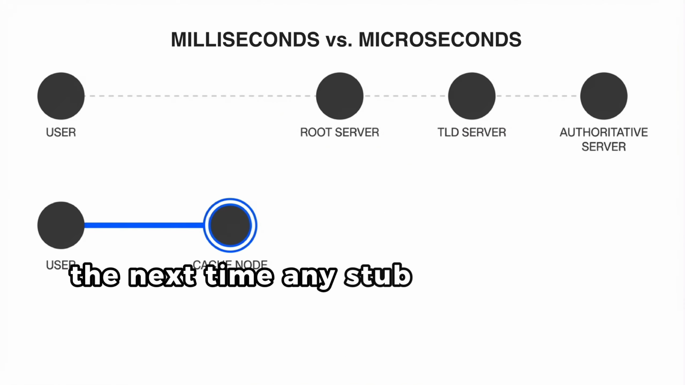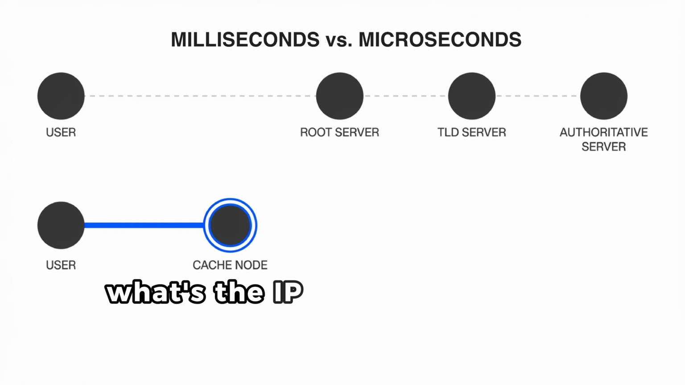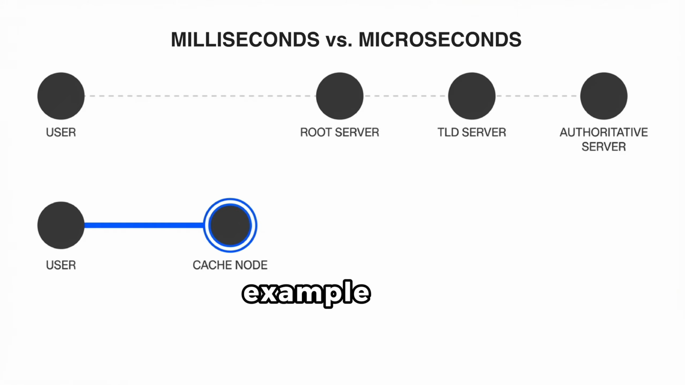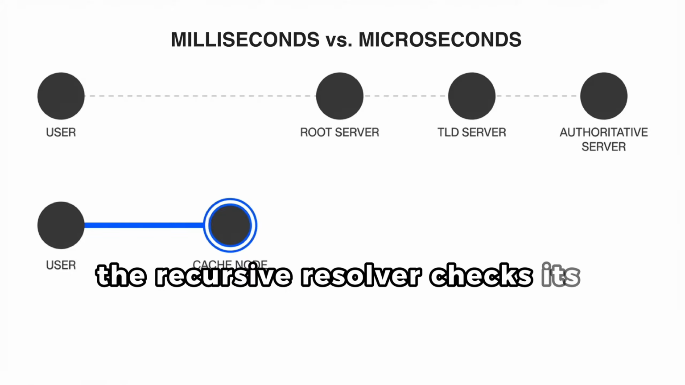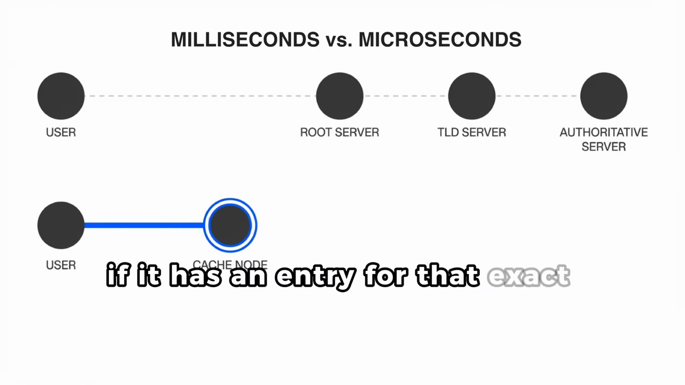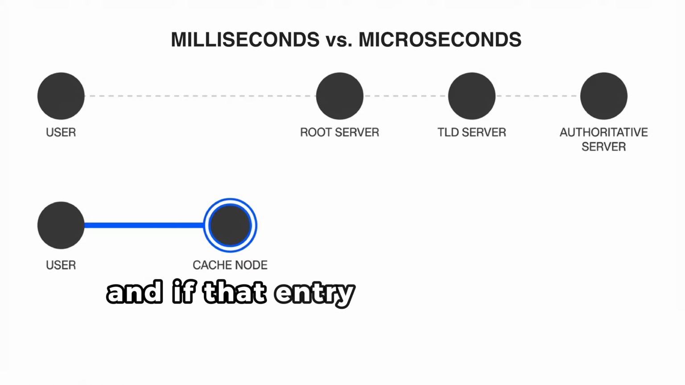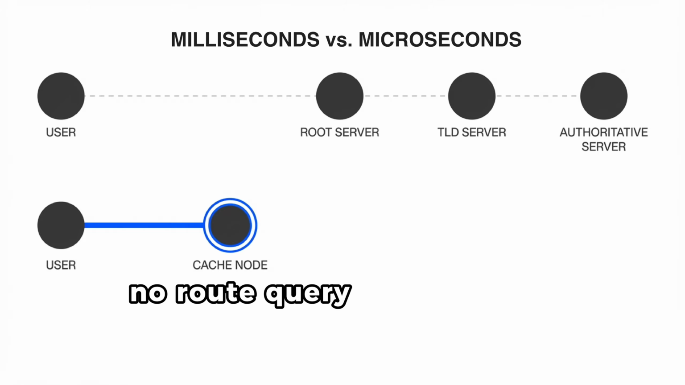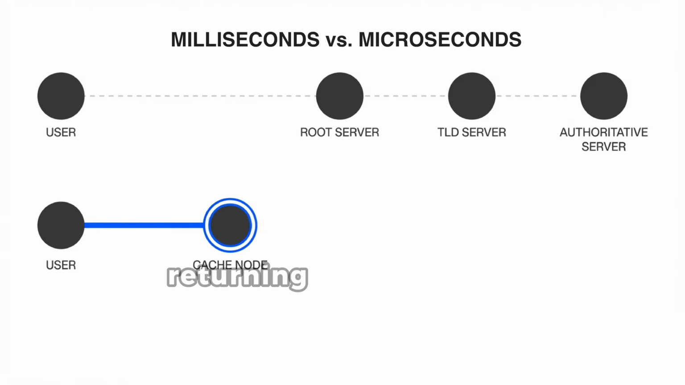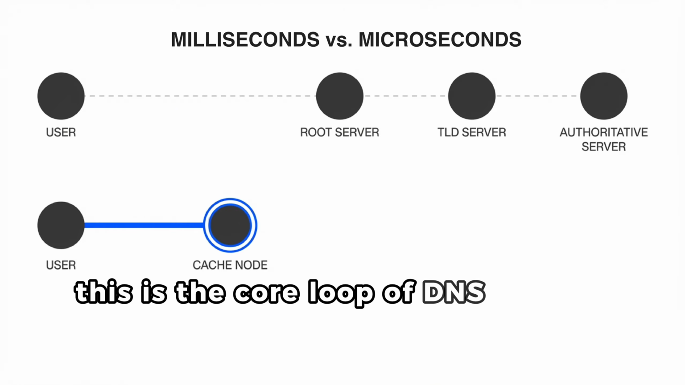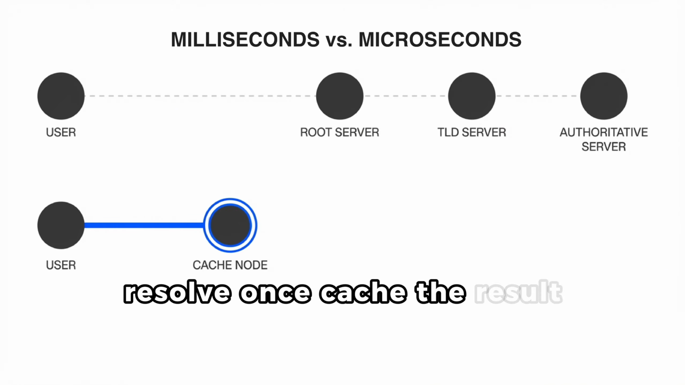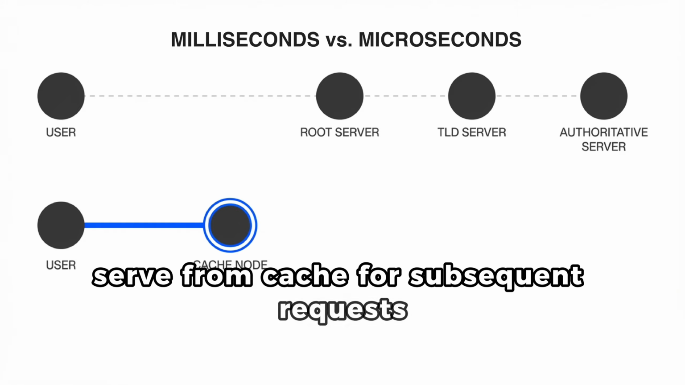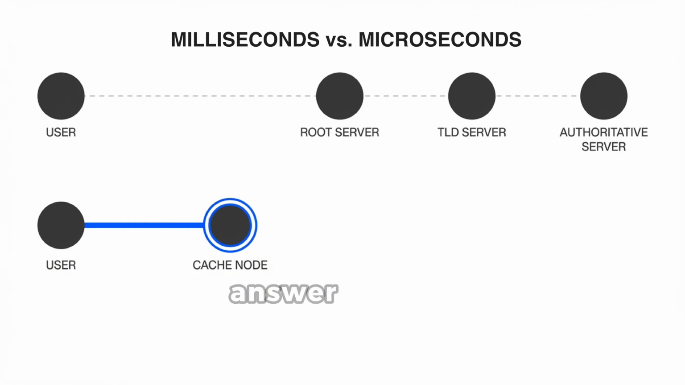The next time any stub resolver asks the same question, what's the IP address for www.example.com, the recursive resolver checks its cache first. If it has an entry for that exact name and record type, and if that entry hasn't expired, it returns the cached answer immediately. No root query, no TLD query, no authoritative server query, just a cache hit, returning an answer in microseconds rather than milliseconds. This is the core loop of DNS caching. Resolve once, cache the result, serve from cache for subsequent requests, only go back to the source when the cached answer expires.